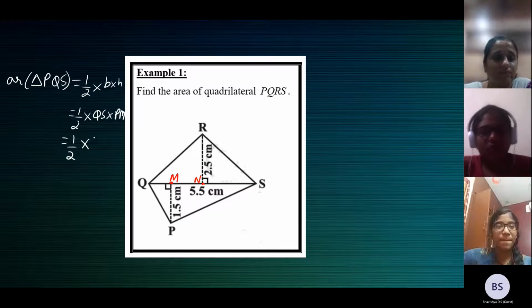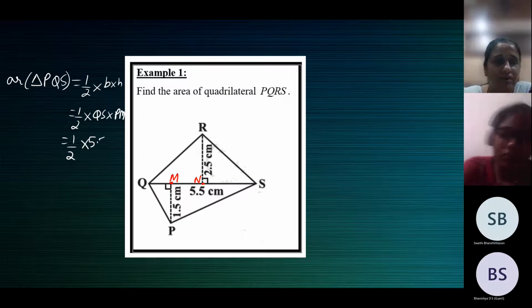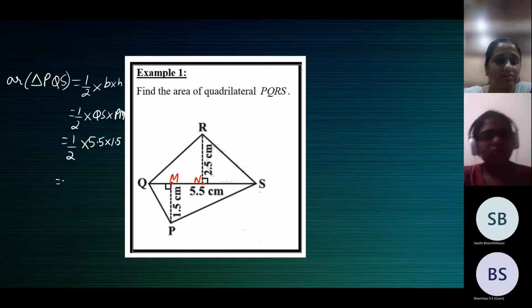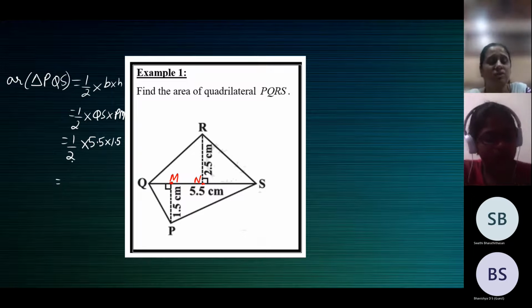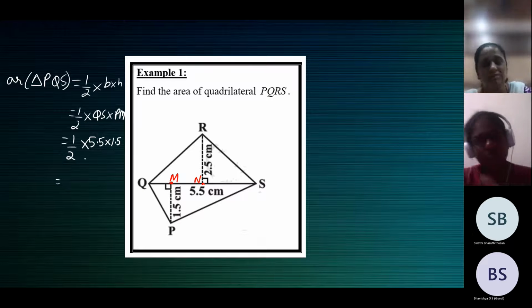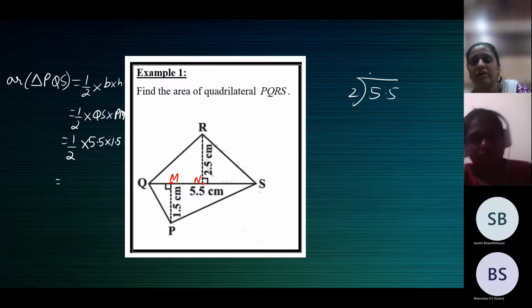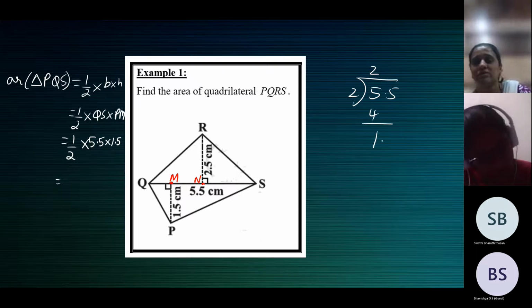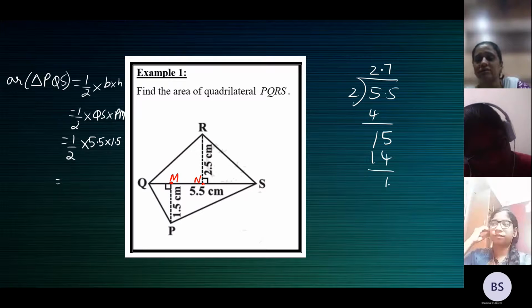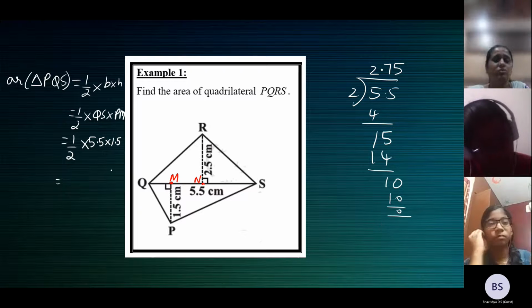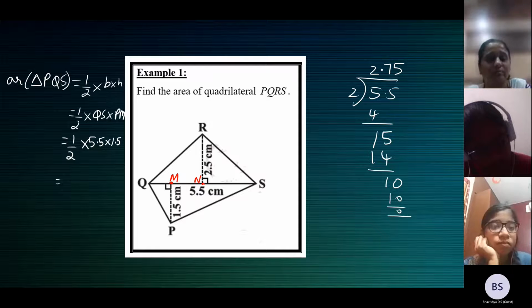What's the length of QS? 5.5. That's what is marked there. 5.5 into the height PM, which is 1.5. And how do we calculate this? You can simplify, if you want, by dividing 5.5 by 2. You will get 2, 2 2s are 4, 1 remains. Keep a point. Bring the 5 down, 7 2s are 14, 1 is a remainder. Add a 0, 5 2s are 10. So it's 2.75. When you divide 5.5 by 2, it's 2.75.